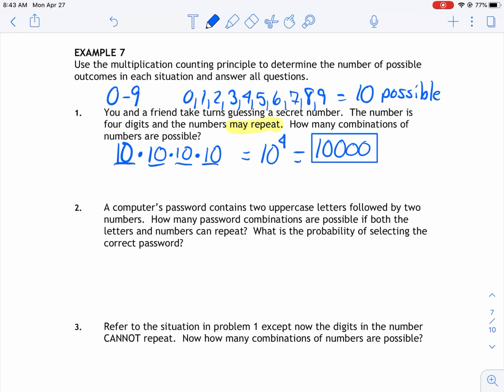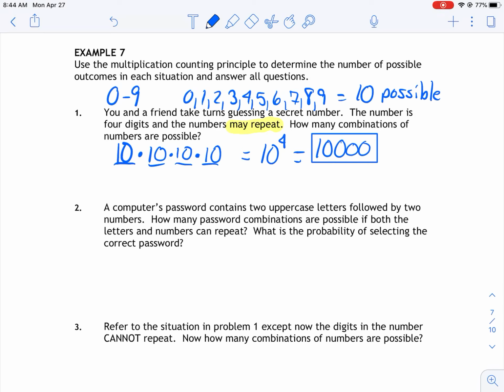Basically, what we just did was solve the passcode problem on an iPhone, where you have a 4-digit passcode. There are 10,000 combinations of 4-digit passcodes. So if you have a phone or an iPad that has a 4-digit passcode on it, there are 10,000 different ways you can generate that passcode. It's the same idea. Now we're going to look at problem number 2.